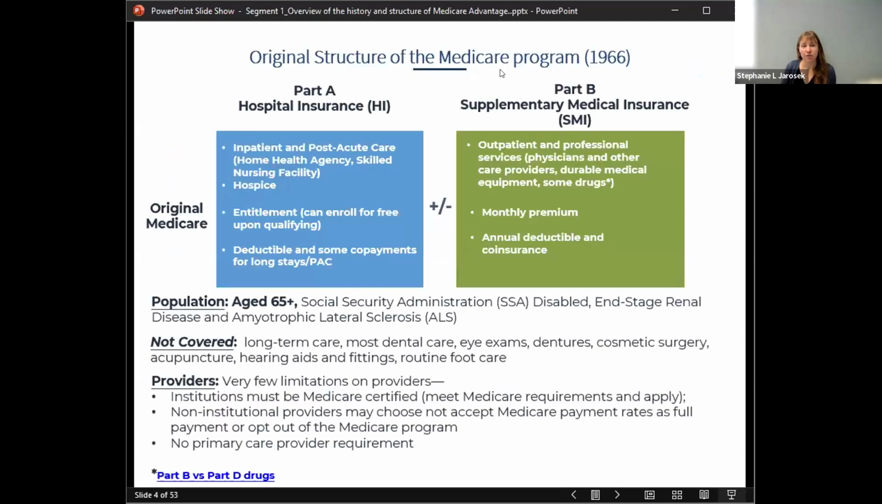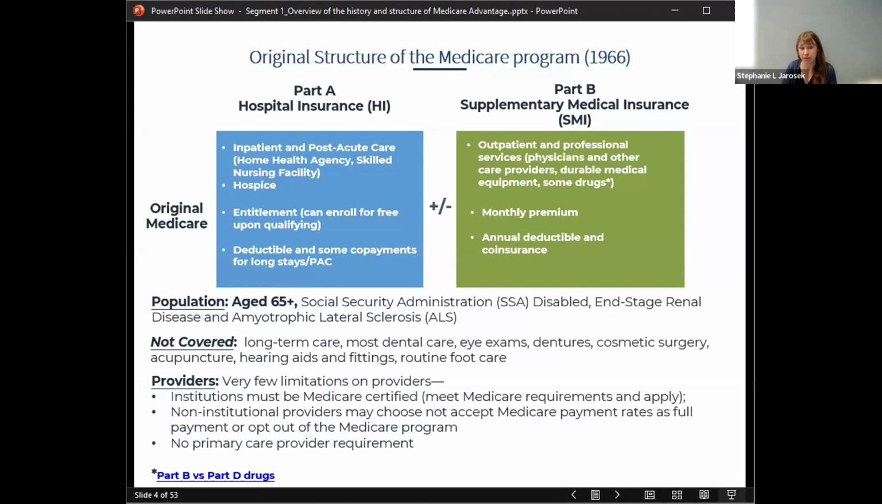So the original structure of the Medicare program, which was started in 1966, is that we had a Part A, which is called hospital insurance, and a Part B, which is supplementary medical insurance. You'll sometimes see them referred to as HI or SMI. The hospital insurance covers inpatient and post-acute care. So the inpatient stay, and then if you need home health care after that stay, skilled nursing facility stays.